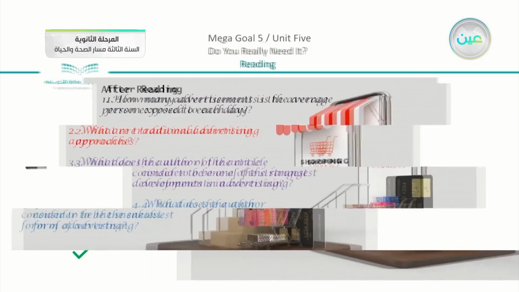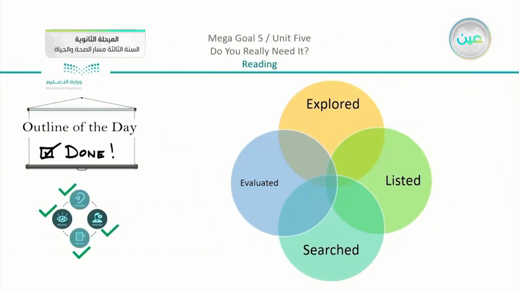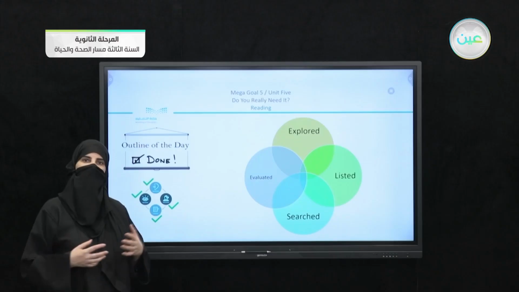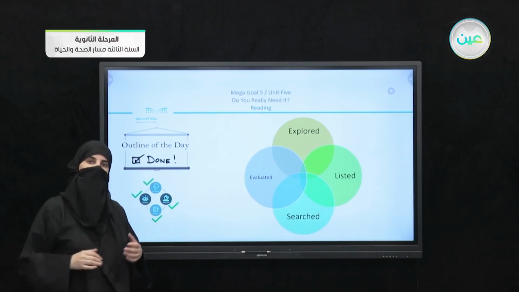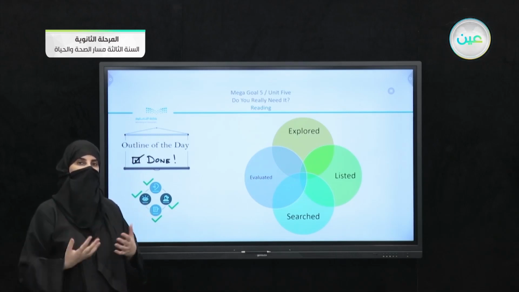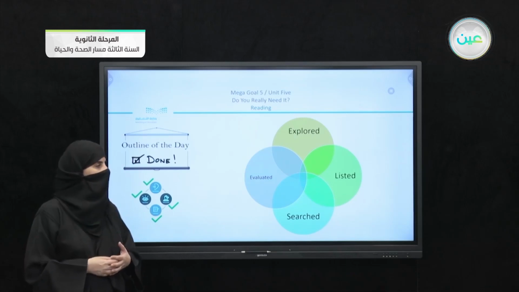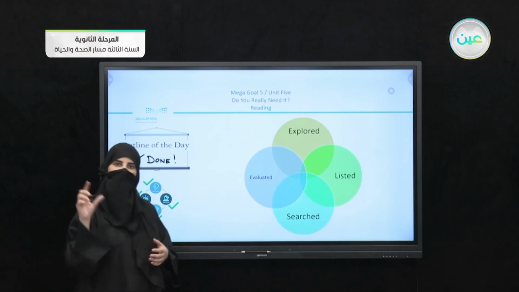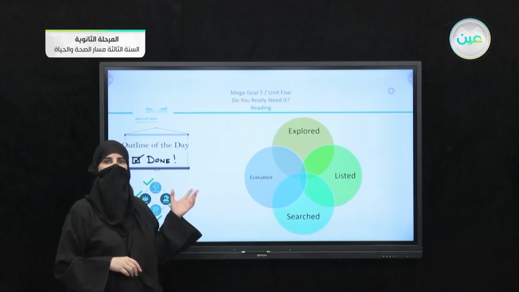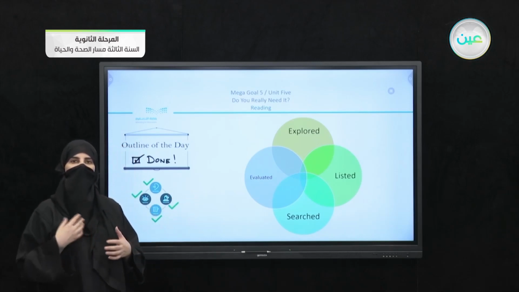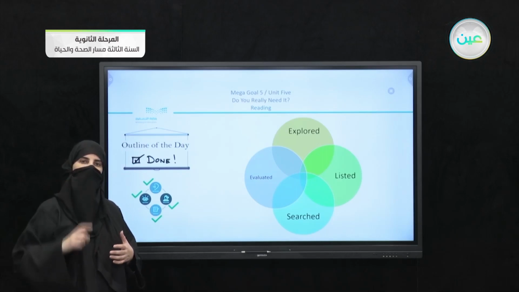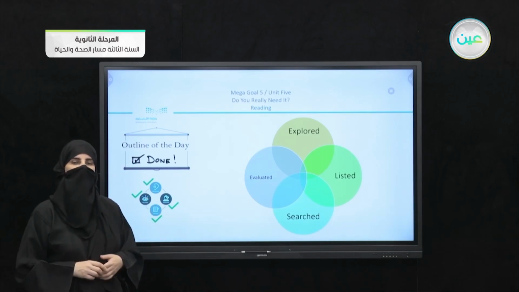So as a close-up for our lesson here, you can see that we explored the idea about advertising and the different ways that we have here. We listed different methods and types or ways that people advertise. We searched for answers to different questions, and at the end, we evaluated the whole idea of advertising, and we put them into points here as we did in our graph.